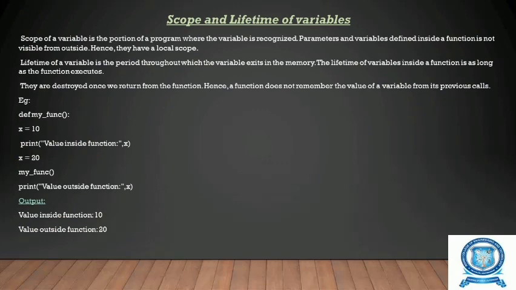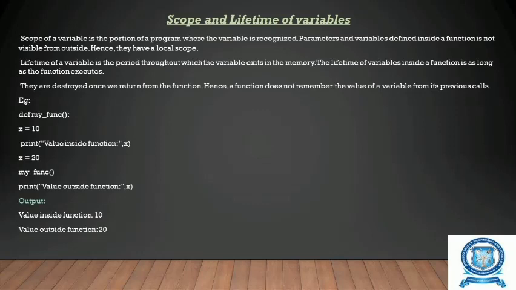Let us see about the scope and lifetime of variables. The scope of a variable is the portion of a program where the variable is recognized. So in which portion of the program this variable will be recognized is called the scope of the variable. Parameters and the variables defined inside a function are not visible from outside the function. So they have a local scope. That is called a local variable.